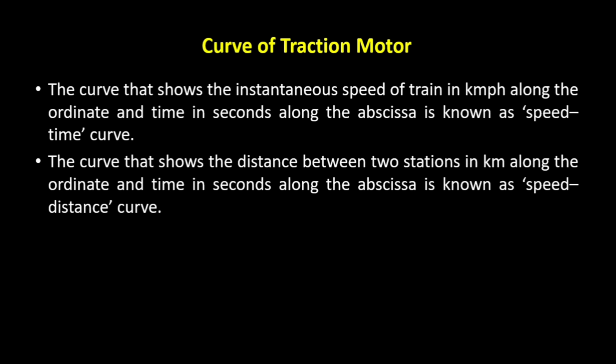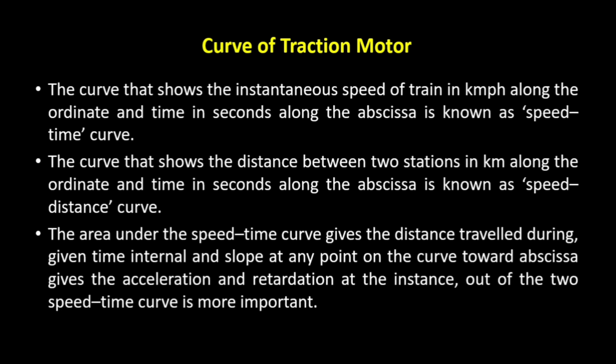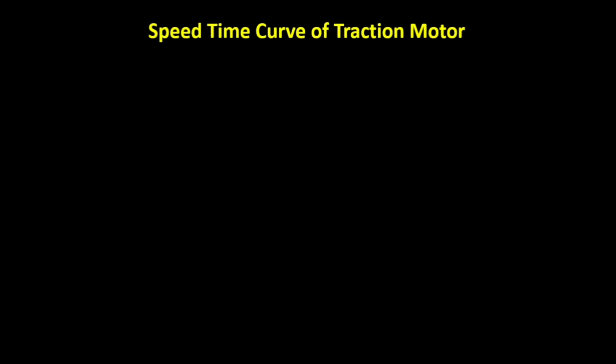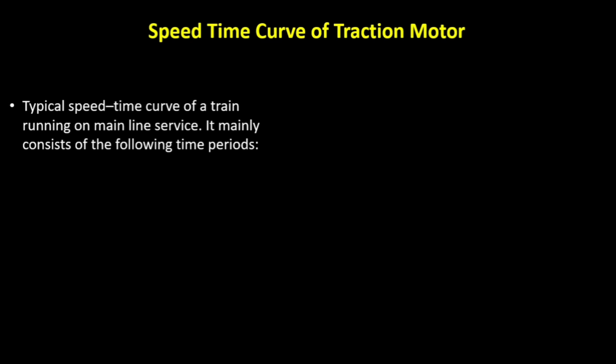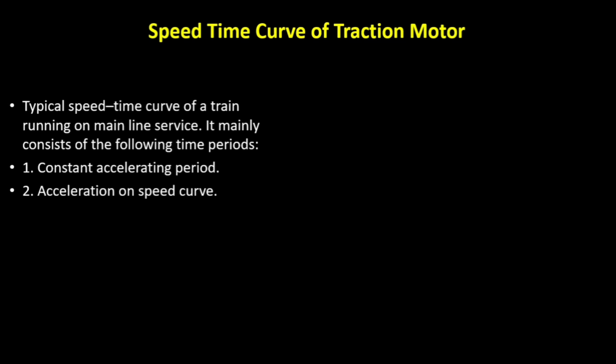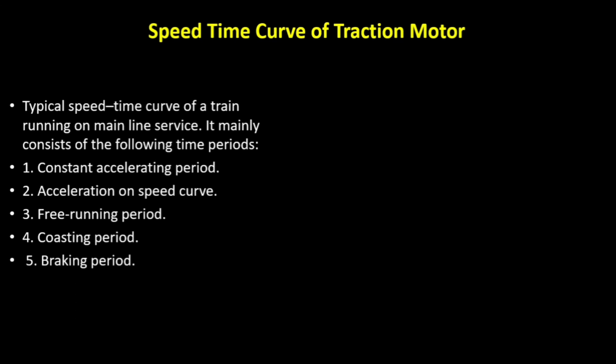So you have these two curves, and they can give you a lot of information. They can give you the distance between the two stops, the retardation, and the acceleration. Generally we use the speed-time curve for more information because it is considered more important. So let us discuss the speed-time curve of a traction motor. It mainly has these periods: first the constant acceleration period, then acceleration on speed curve period, then free running period, then coasting period, then braking period. So these are the different periods possible.